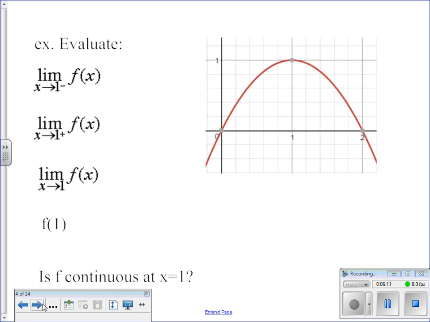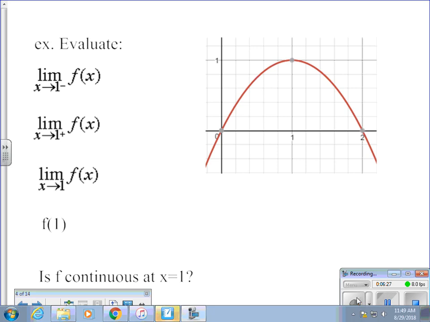Okay, so let's take a look at this one here. So, take a moment, answer the questions. Limit as I approach 1 from the right, from the left, f of 1, is it continuous, yes or no? Okay.